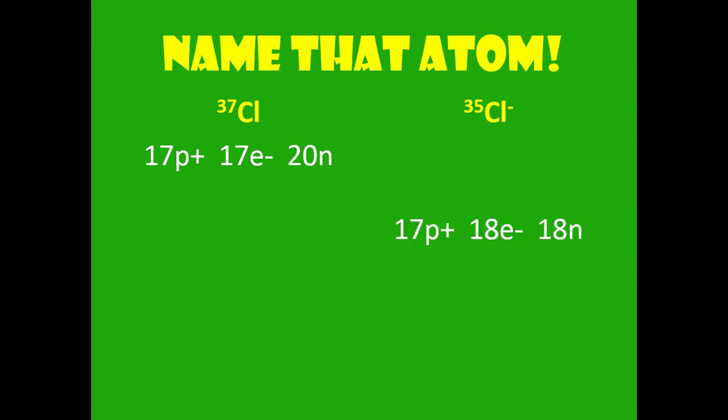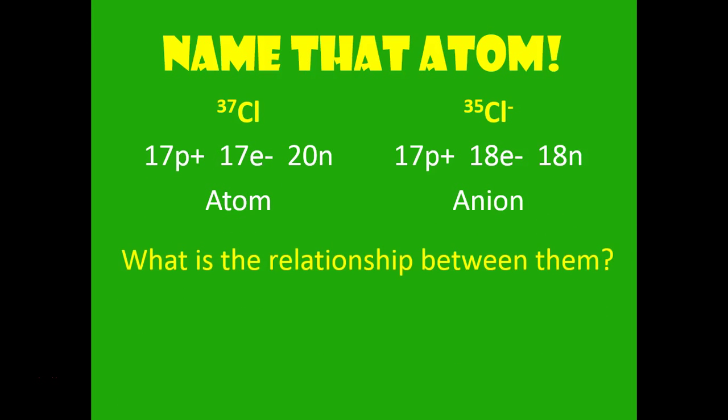This is chlorine. All right. This one here, they're both different isotopes because they have different masses, and one of them is an ion, the other one is a neutral atom, so they're different ions of chlorine as well.